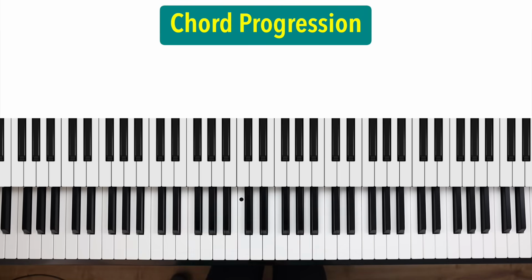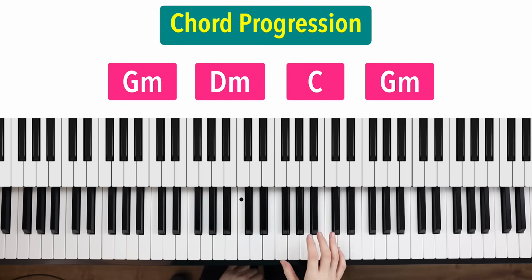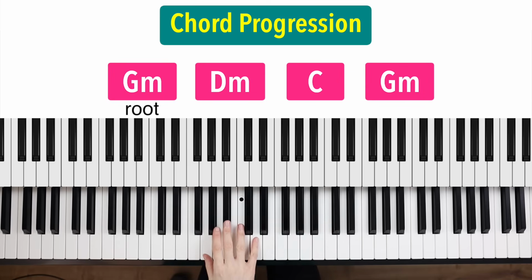So let's get started. Here is the chord progression we will use today. We have G minor, D minor, C major, and then we go back to G minor. And we will start with just the right hand playing G minor in root position. But look, here is the middle C and we will play it down here, okay?